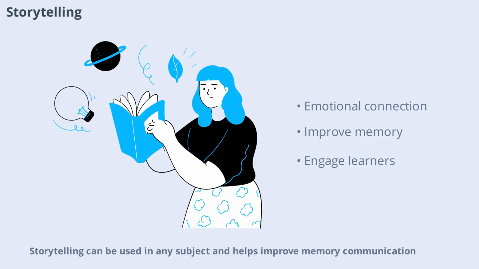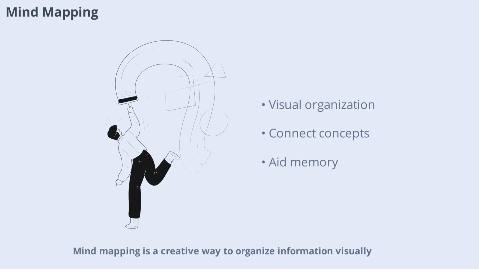Storytelling can be used in any subject and helps improve memory, communication, and creativity. Mind mapping is a creative way to organize information visually. By drawing branches from a central idea, you can see how concepts connect and expand. Mind maps are great for brainstorming, planning, and reviewing material, especially for visual learners.